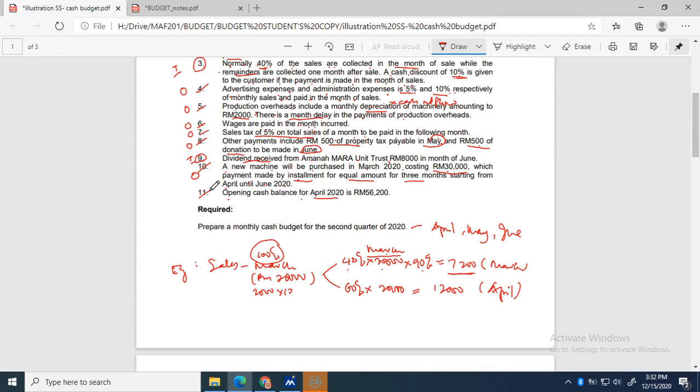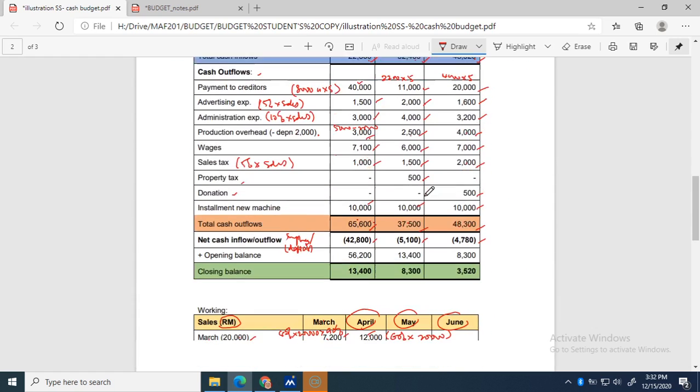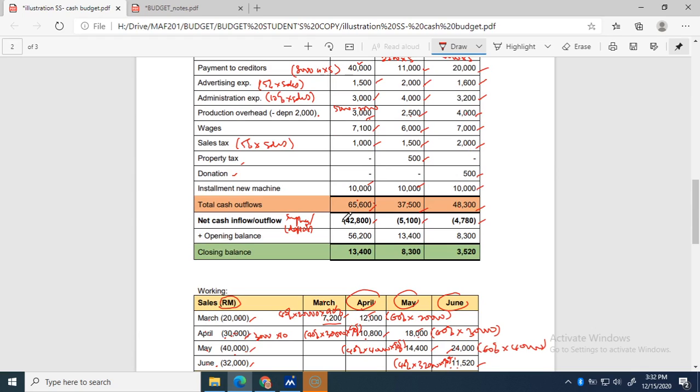Okay, then for balances. The opening balance for April, that means at the beginning of April, the company has cash balance brought down 56,200. So the net cash inflow or outflow plus the opening balance for April, you get the closing balance. So this closing balance will become the opening balance in May. So plus the net cash inflow or outflow, you get the closing balance in May. So May will be the opening balance in June. So you get the closing balance at the end of the month of June is 3,520. So this is how we prepare a cash budget.